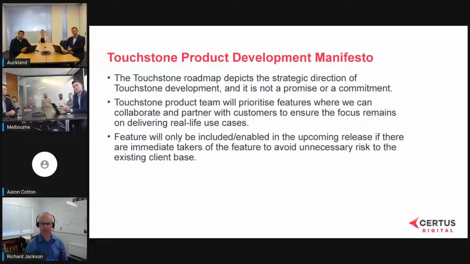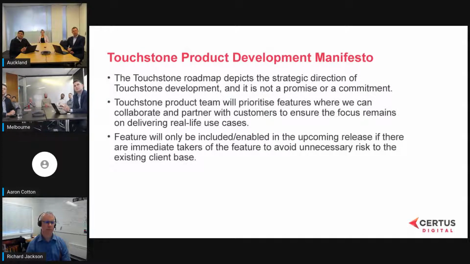Touchstone product team will always prioritize features where we can collaborate and actively partner with customers, just to ensure that we focus on real life use cases and not implement features which no one's going to use. So I think that's a very important point as well.